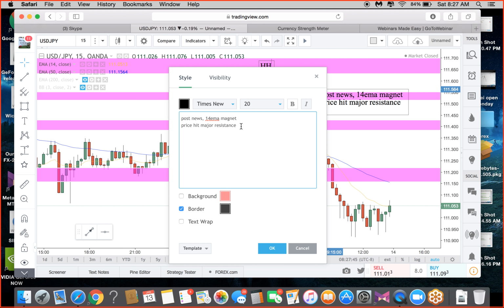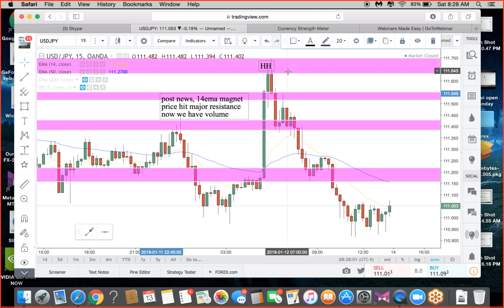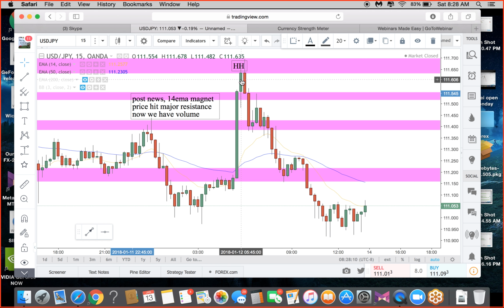There we go. Price hit our major resistance, and now we have volume because of news. All right, so we've got a few major things going on. So now what we look for is either we're selling resistance or we're waiting for more confirmation. Like, I like to trade right at 6 a.m. So news hits a major resistance. As soon as price comes here and closes off, just like this, I'm already looking to take sell entries because we have such a strong rejection.